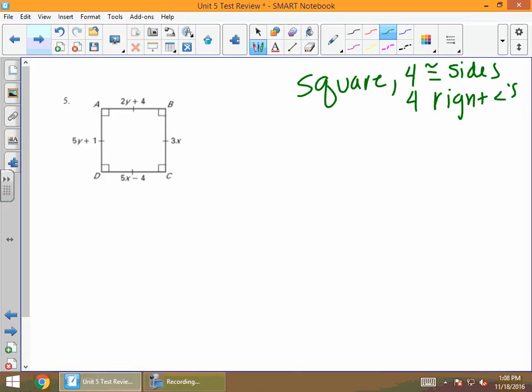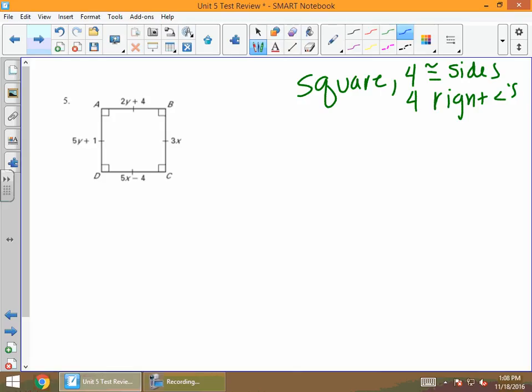Again, please make sure we are paying attention. We do have a test next week. You have to have both. Now, you can't just have 4 right angles, or you just can't have 4 congruent sides. You have to have both in order to be a square.